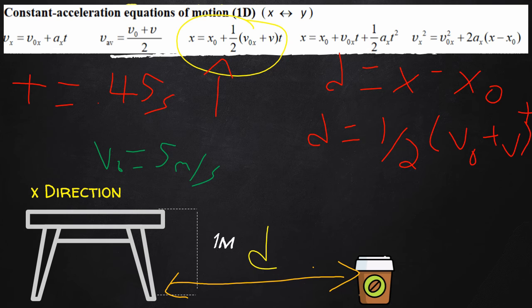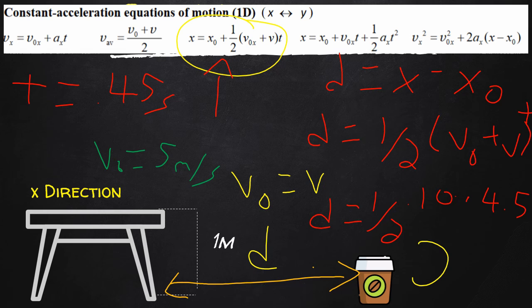As I said, if there's no acceleration, v naught is equal to v, which means v naught plus v is going to be 10 because they're both 5. d is equal to 1/2 times 10 times 4.5, which ends up giving me 5 times 4.5, or 2.25 meters. So right here is our answer. And we arrived at that because, again, if acceleration is 0, then the initial and the final velocities are identical.